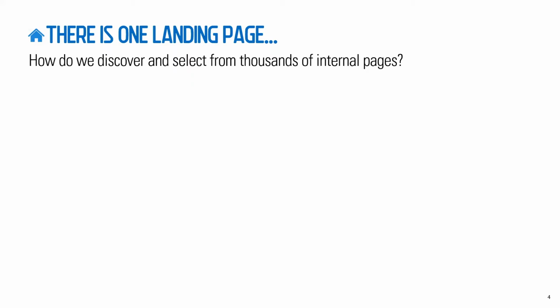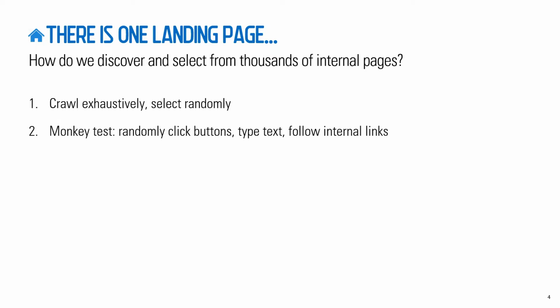We have several methods. The first one would be to crawl a website exhaustively and select some pages randomly. The second one would be to go to the landing page and monkey test the website by randomly clicking the buttons, typing text, and following links to internal pages. The third method could be to go to websites such as Twitter, Facebook, Reddit, and other social media websites and collect links to internal pages of other websites that have been posted on these social media websites.